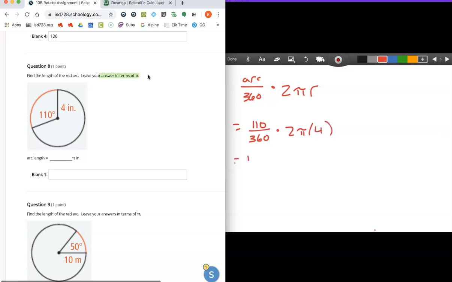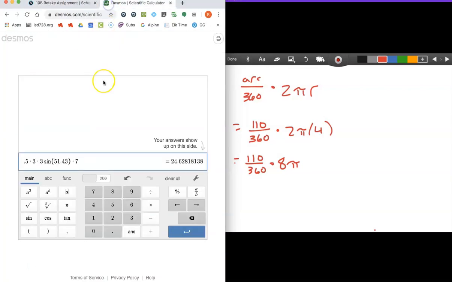So we have 110 over 360. If I do the 2 and the 4, that makes 8. So it's times 8 pi. So 8 pi is the circumference all the way around. What we want is what's just this chunk. Well, let's go to the calculator for it.